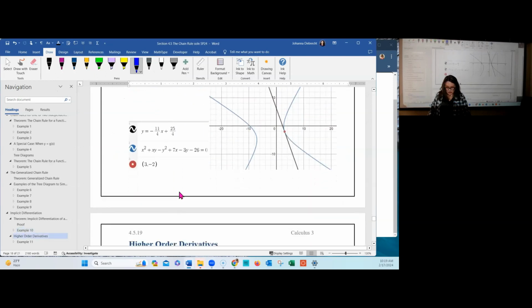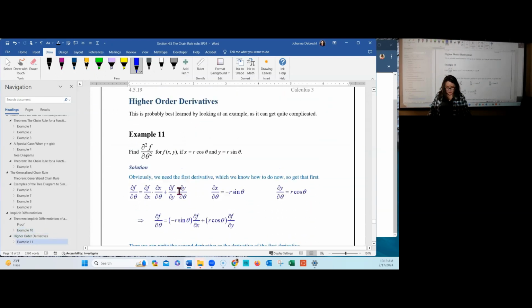Let's now take a look at higher order derivatives. Finding the higher order derivatives using the chain rule for functions of multiple variables is actually quite challenging. These are not simple problems, and they go on for several pages. So I have included the solution in the lecture notes so that you can follow along, pause the video if you need to, in order to fully understand the steps of what's happening.